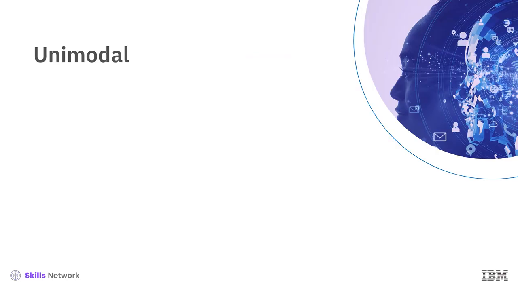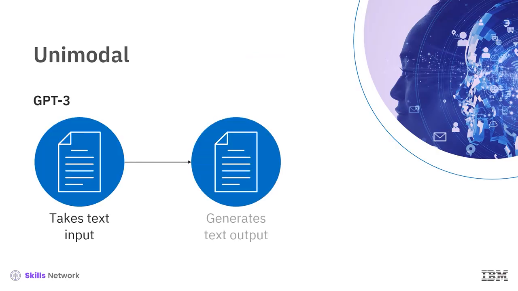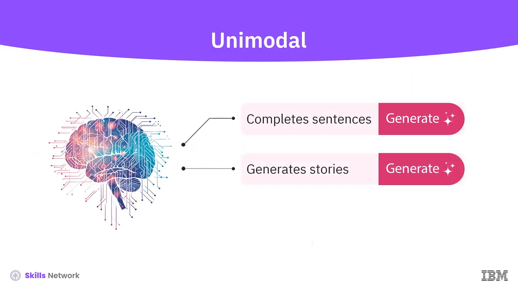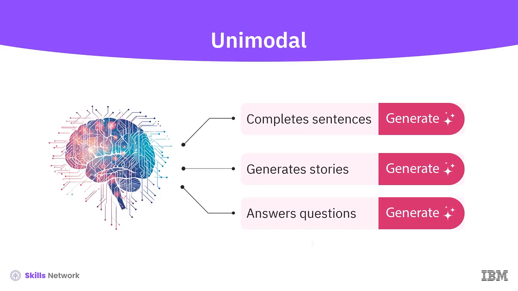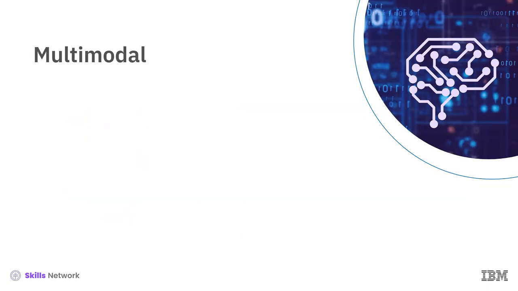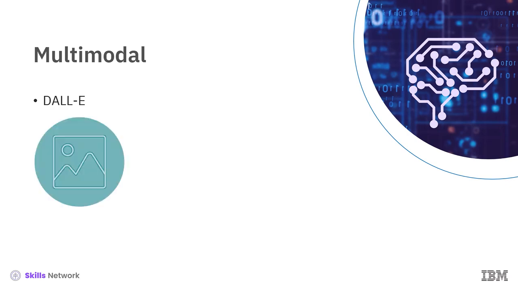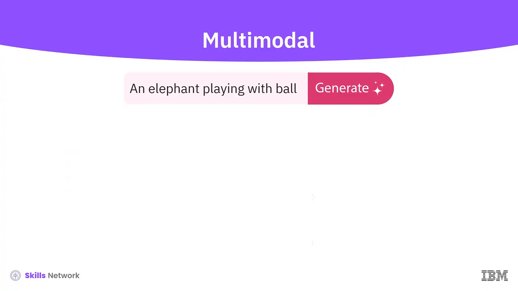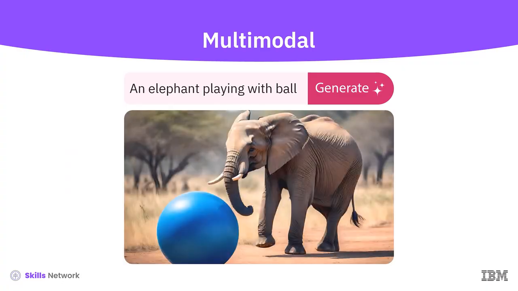For instance, GPT-3 is a unimodal model that takes text input and generates text output. It can complete sentences, generate stories, or answer questions based on textual prompts. Whereas, DALL-E is a multimodal model that generates images from textual descriptions. For example, for a prompt like, "an elephant playing with a ball," DALL-E can create a corresponding image.